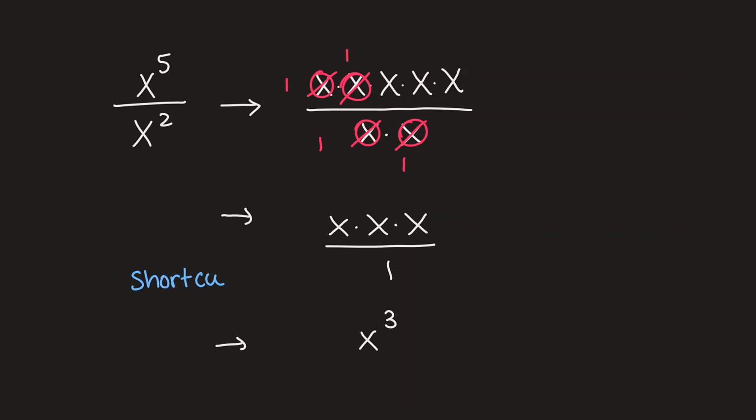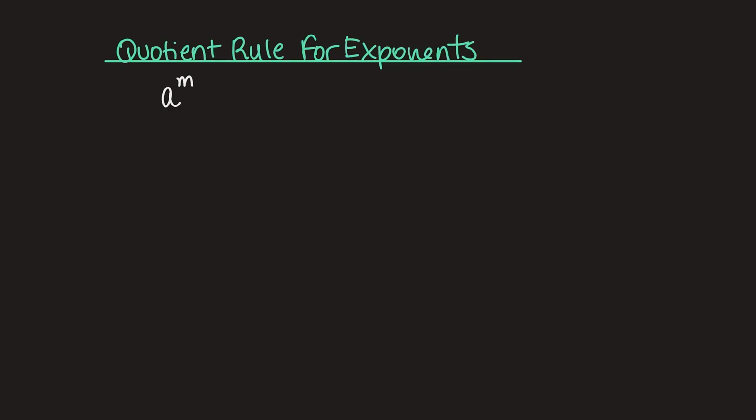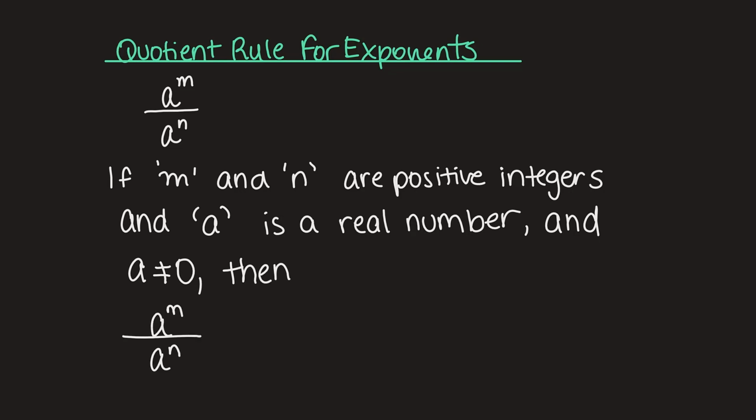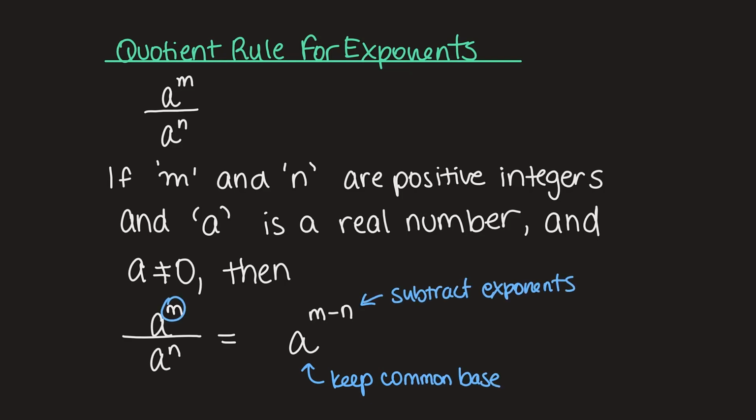And the shortcut for this would have been just to subtract the exponents, 5 minus 2, while keeping the common base x. So our quotient rule for exponents is: if we have a quotient with the same base, like a to the m over a to the n, then this is the same as a raised to the m minus n, where we keep the common base and subtract the numerator's exponent with the denominator's exponent.